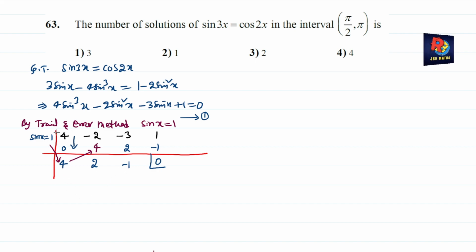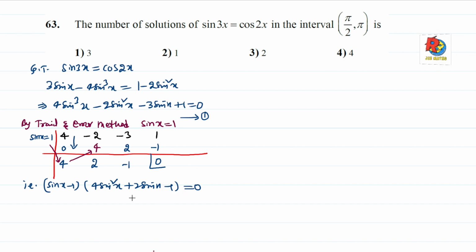Now in this cubic equation, one factor is sin x equals 1. The remaining terms will be converted into a quadratic equation. The equation is (sin x minus 1) into (4 sin square x plus 2 sin x minus 1) equals 0. Now here you can observe this. We need to solve this quadratic equation, 4 sin square x plus 2 sin x minus 1 equals 0.